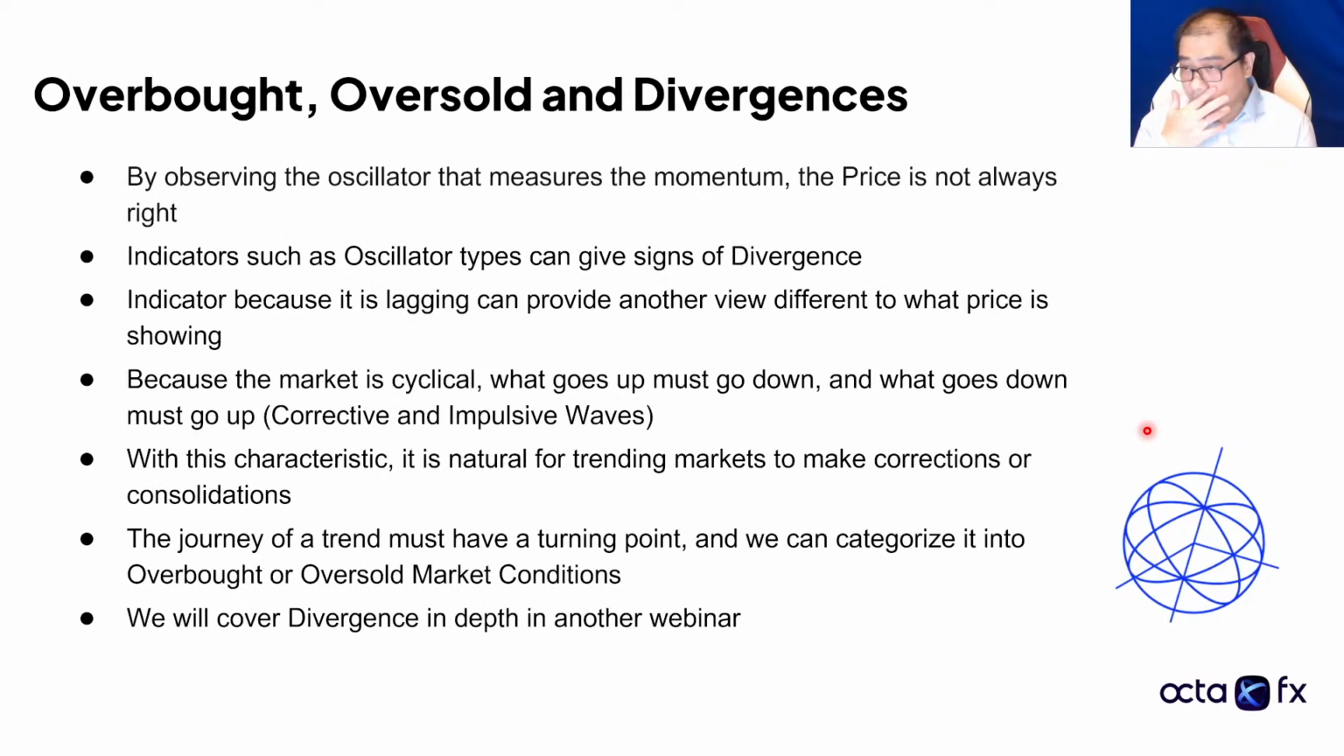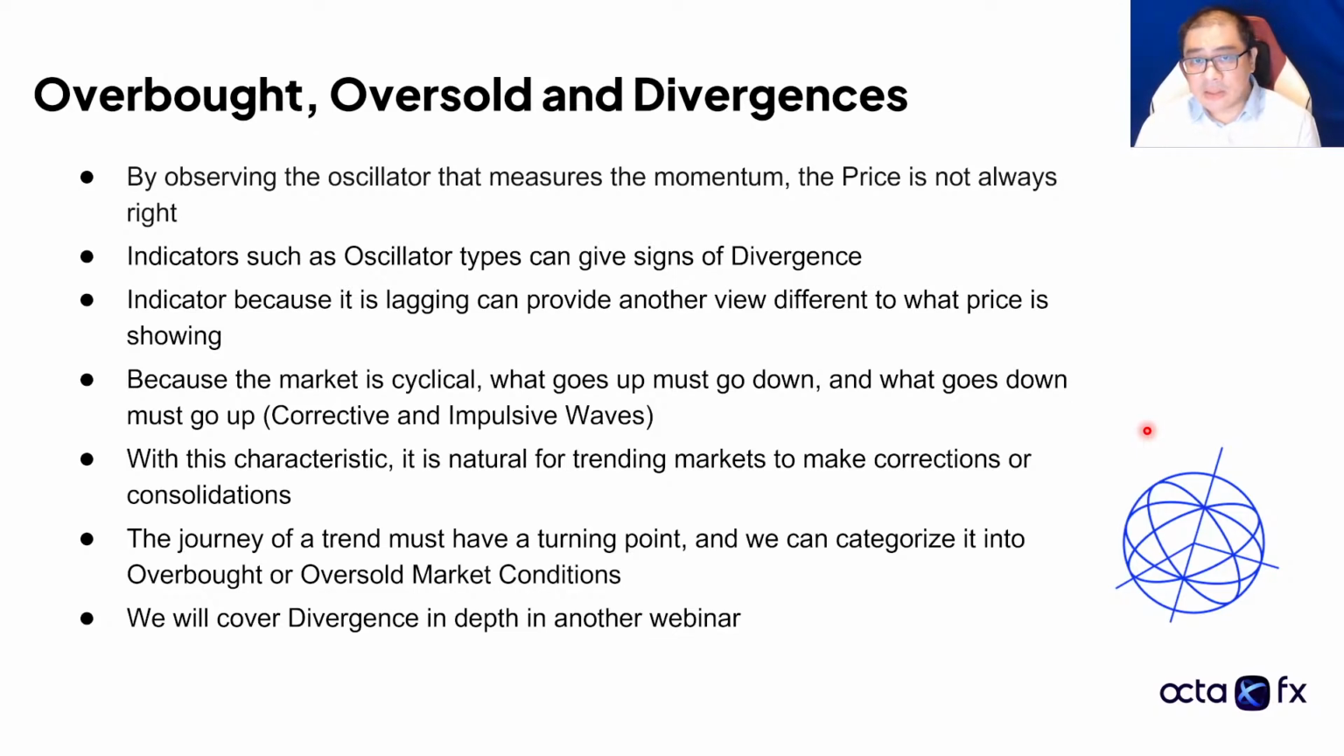So let's talk about overbought, oversold. Once you understand alpha and beta, we understand the efficient market hypothesis. Because by observing the oscillator that measures momentum, price is not always right. Indicators such as the oscillator types can give you signs of divergences. Divergences, if you don't quite get it, is basically where something starts to diverge. Something starts going in the wrong way, okay?